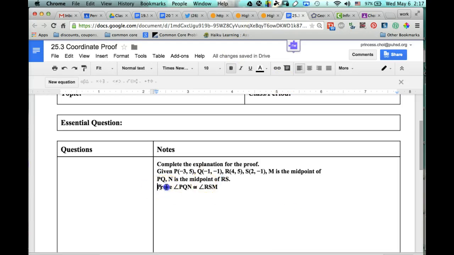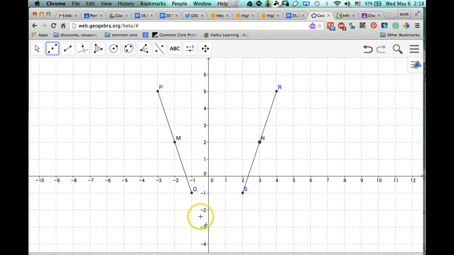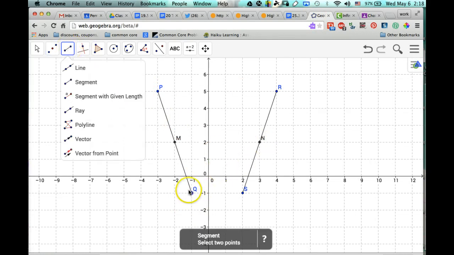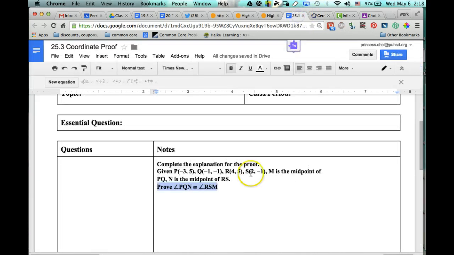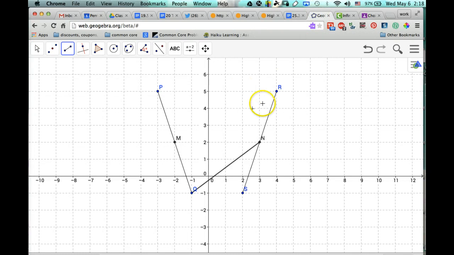So now we have to prove that angle PQN is congruent to RSM. You know what that tells me? I got to find out what angle PQN is, right? So then I have to connect it, PQN. So I need to connect these 2 line segments, right? So let's connect it. Because now that's going to give me this angle here, PQN, all right? If I go back to the question, that is congruent to angle RSM. So where is RSM, right? So R, S, and then M. So obviously we need to connect these 2 as well, because that angle and that angle has to be the same.